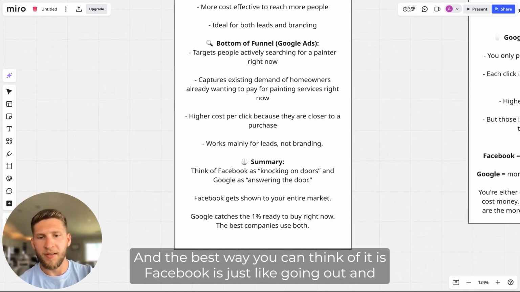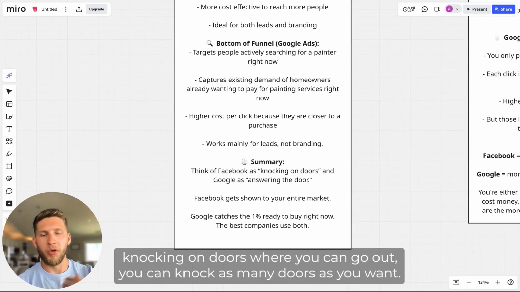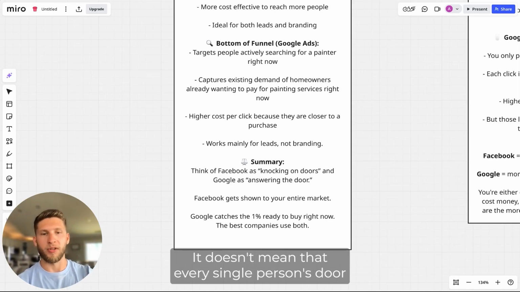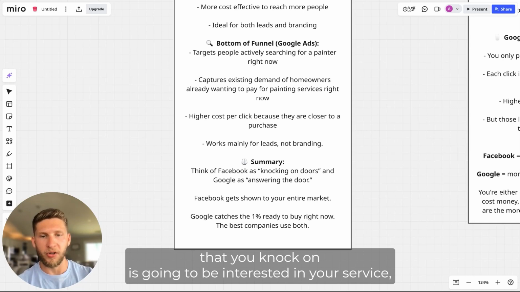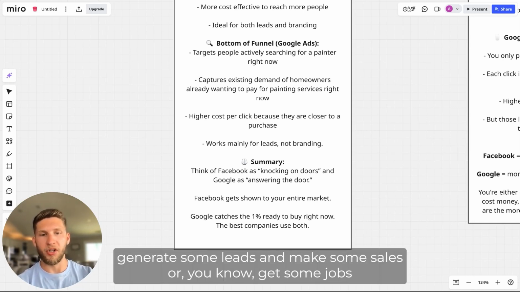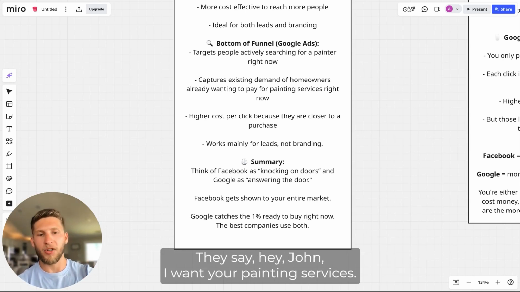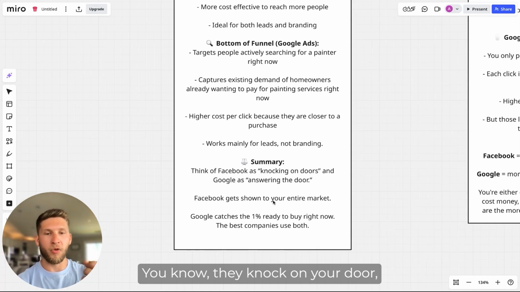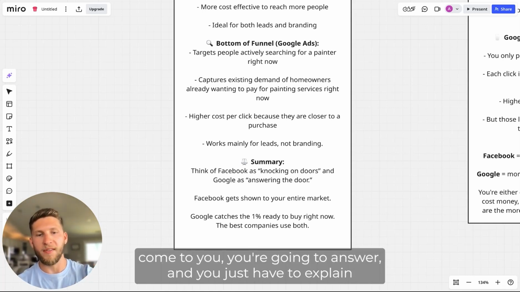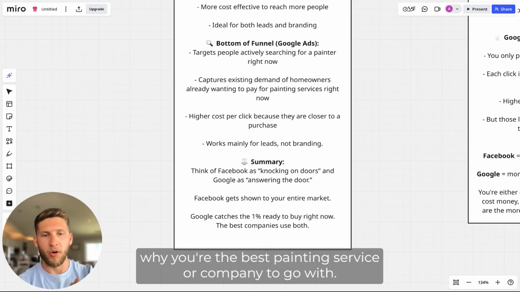And the best way you can think of it is Facebook is just like going out and knocking on doors, where you can go out, you can knock as many doors as you want. It doesn't mean that every single person's door that you knock on is going to be interested in your service, but you can definitely still generate some leads and make some sales or get some jobs. Whereas Google, you're answering the door for someone who's coming to you. They say, hey, John, I want your painting services. They knock on your door, come to you, you're going to answer, and you just have to explain why you're the best painting service or company to go with.